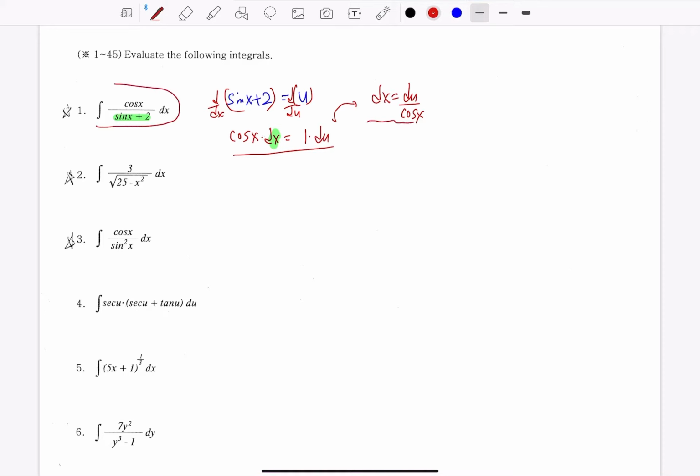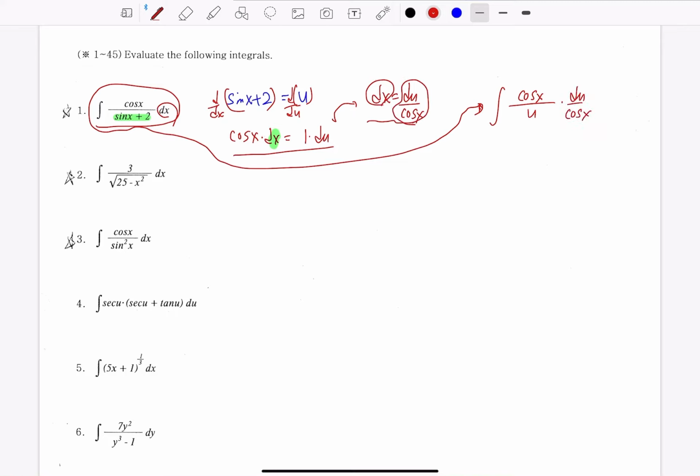And then you rewrite this given expression in terms of u. So integral cosine x, you already substitute u for sine x plus 2, which is in the denominator. So put u in the denominator. And dx is replaced with du over cosine x. And now you can cancel cosine x out because one is in the numerator, the other one is in the denominator. So it's simply 1 over u du.